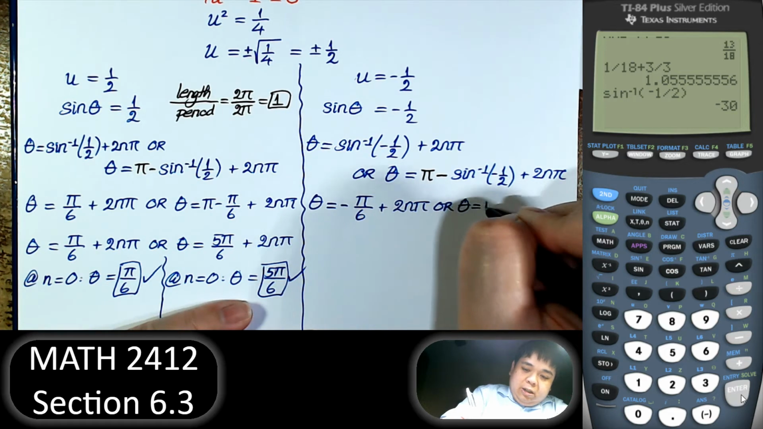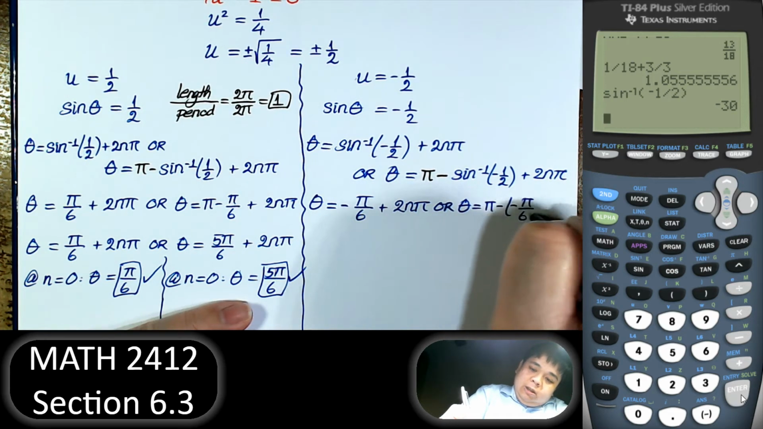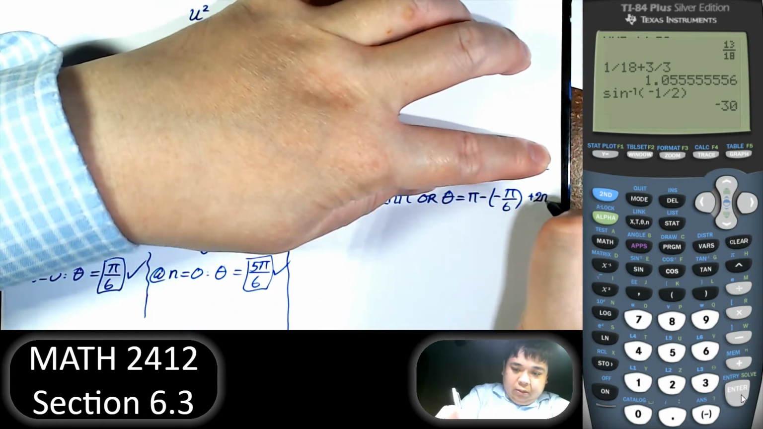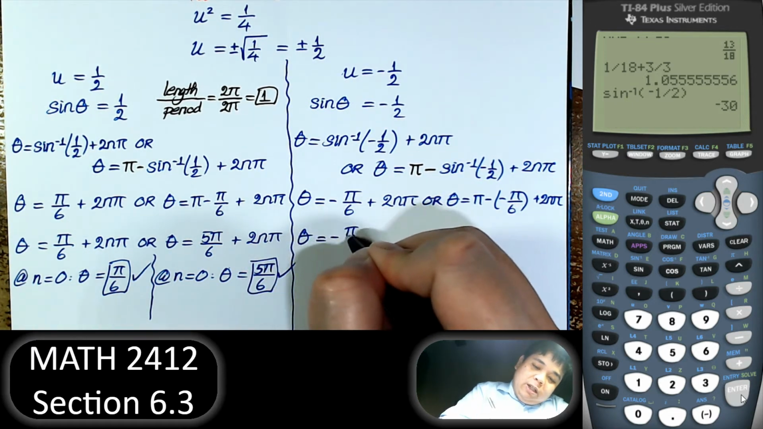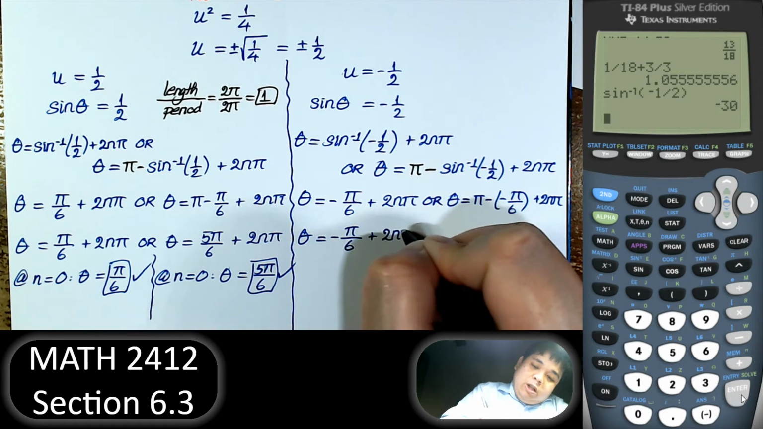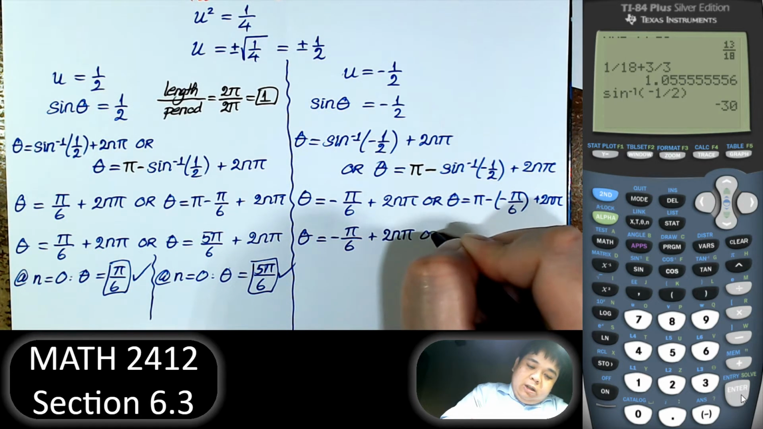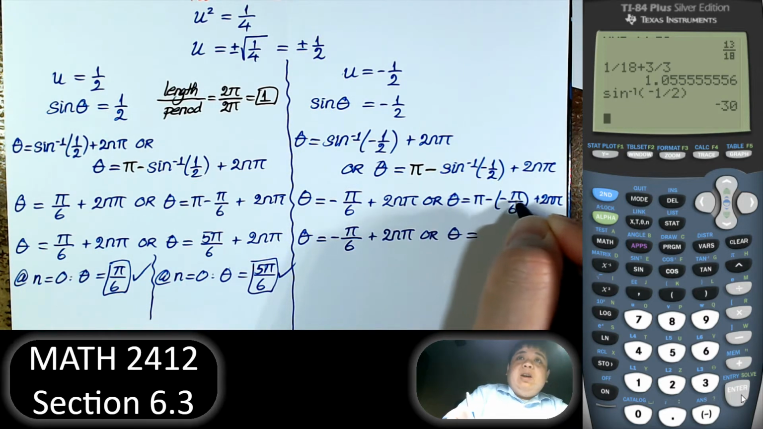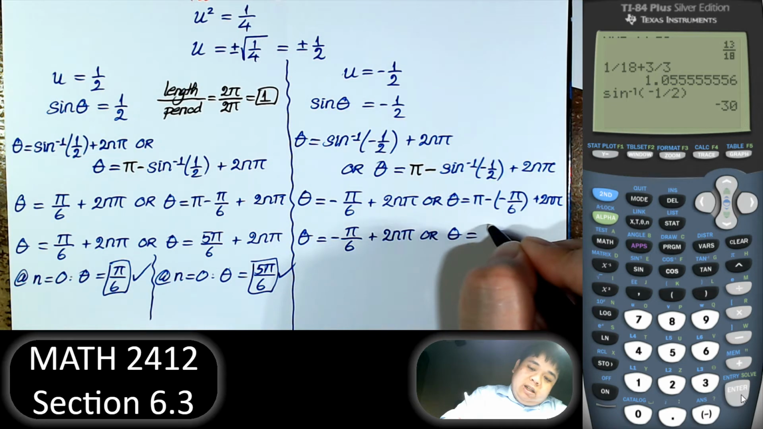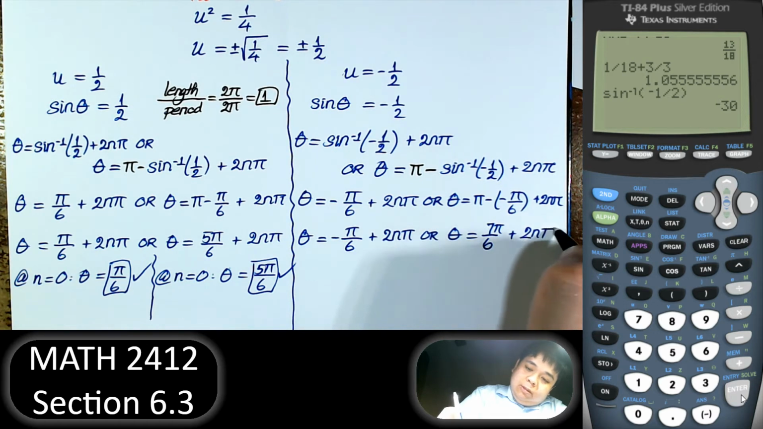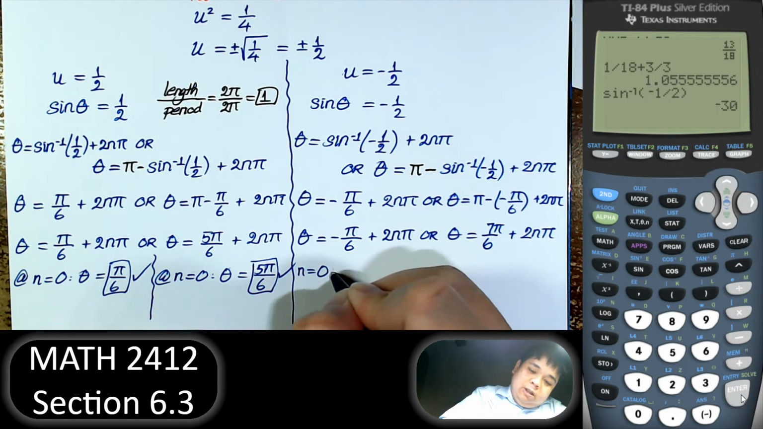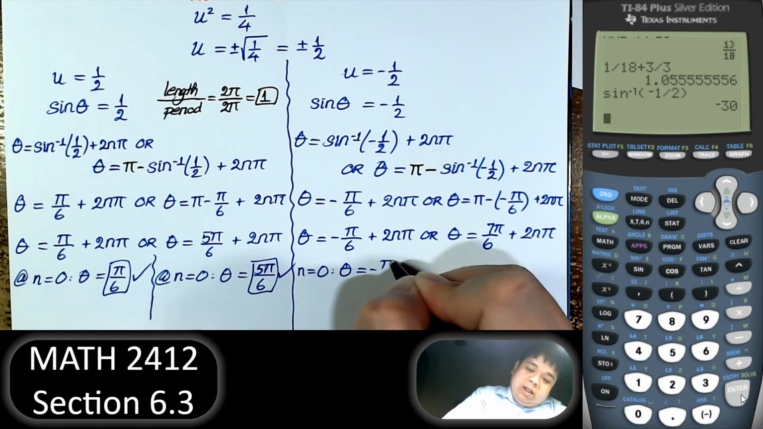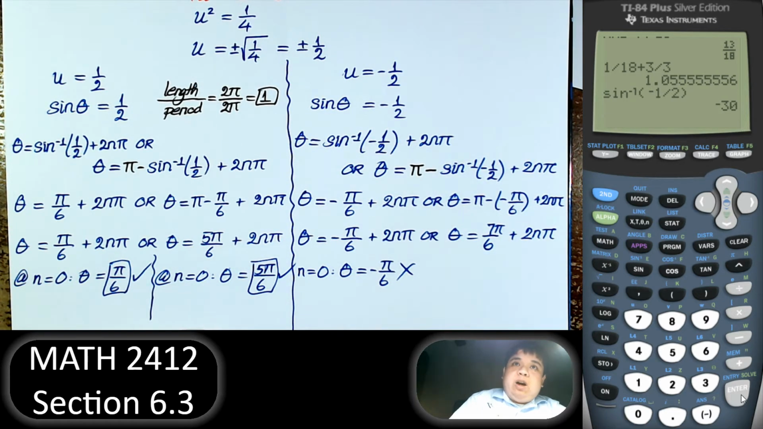Or the supplement, so we have negative pi over 6 plus 2n pi, or pi plus pi over 6, or 7 pi over 6, plus 2n pi. Right, now let's choose some value for n. Here we choose n equal to 0 and theta equal to negative pi over 6. That is not good, not between 0 and 2 pi.